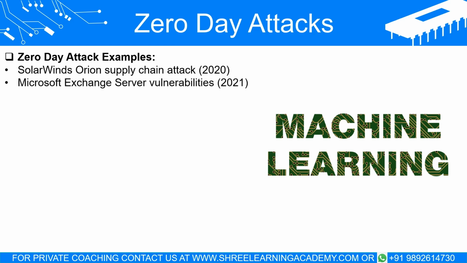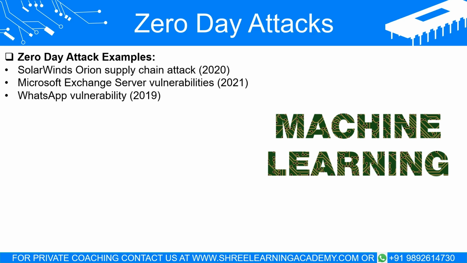Microsoft Exchange Server Vulnerabilities 2021. Microsoft made public 4 zero-day vulnerabilities in its Exchange Server software in March 2021. Hafnium, a group of hackers, took advantage of these vulnerabilities, resulting in the unauthorized access of email accounts and the installation of further malware to maintain long-term access.